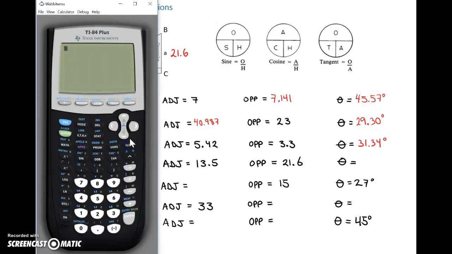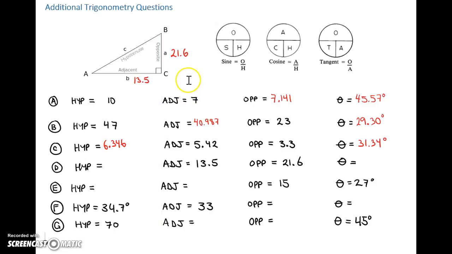So let's see, we've got the square root of 13.5 squared plus 21.6 squared, close brackets, and that gives us 25.47. Looks good. 25.471, 472, I guess.